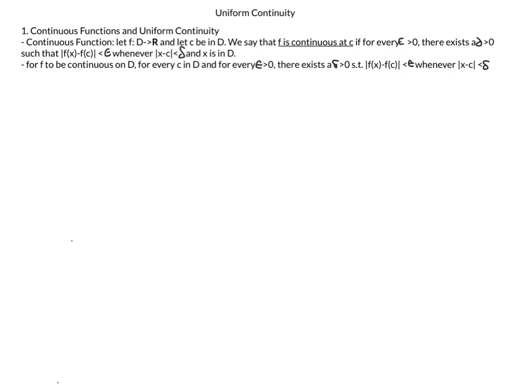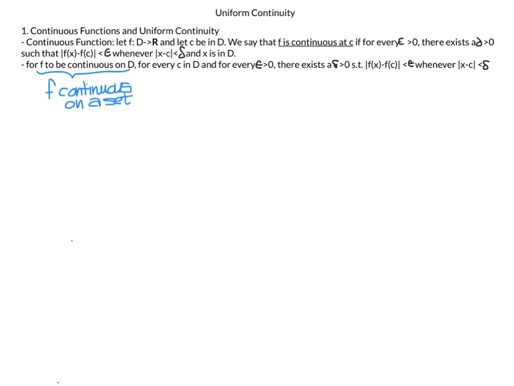To start our definition of uniform continuity, we will just start by reviewing the definition of continuity. So if we have a function from some domain to R, and c is in our domain, we say f is continuous at the point c if for every epsilon there exists a delta such that |x − c| < delta implies that |f(x) − f(c)| < epsilon.